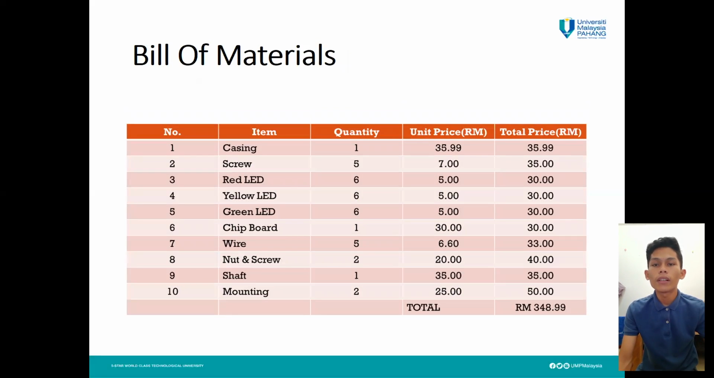Next is bill of material. We use 10 items to complete this product, such as we use casing 1 unit, screw 5 units, red LED 6 units and more. The total price for bill of material is RM348.